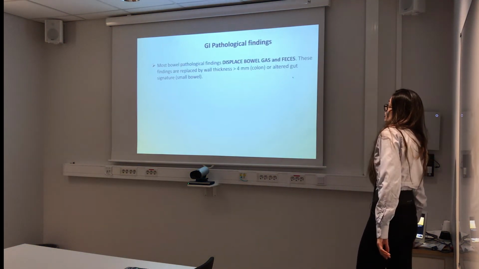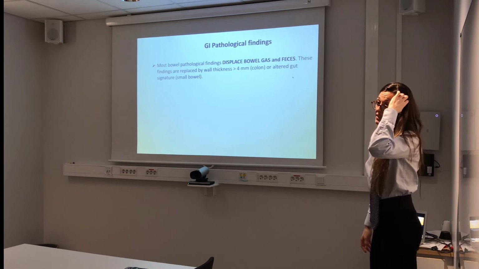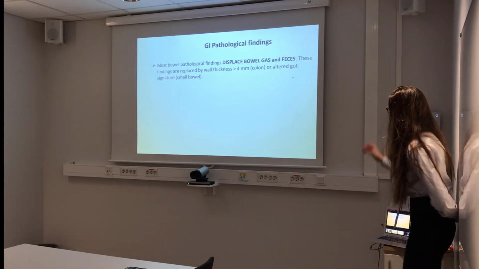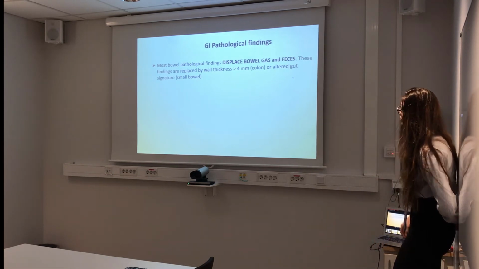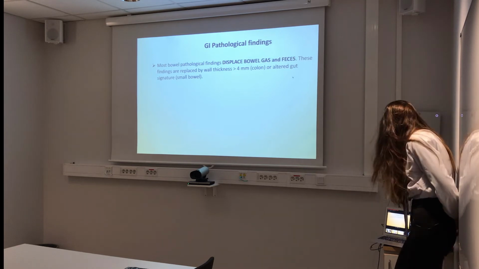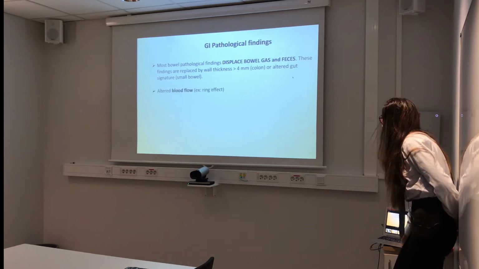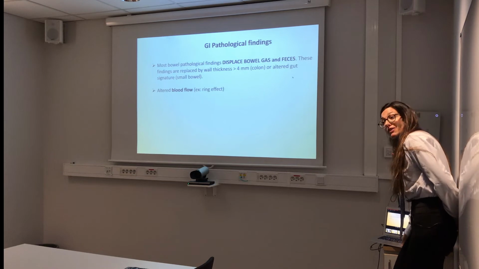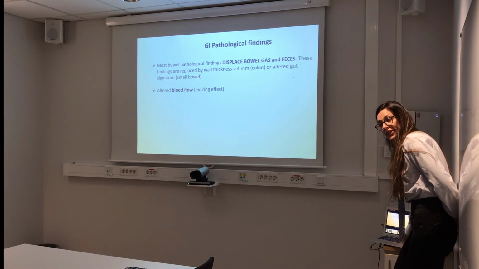Okay, most bowel pathological findings display the bowel gas, as I said. So it's very straightforward to find that target. These findings are replaced by the wall thickness more than 4. Now we got that. So altered blood flow. Normally there is no Doppler in a normal one. If you see the Doppler, something is going on.